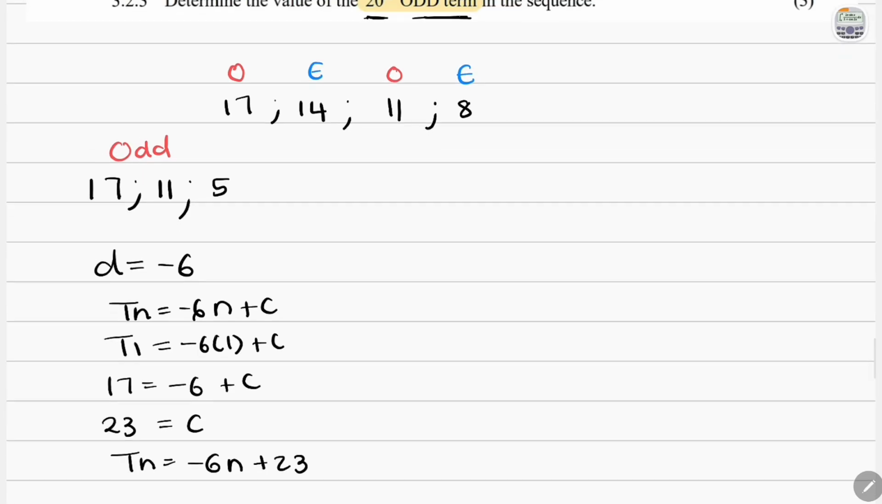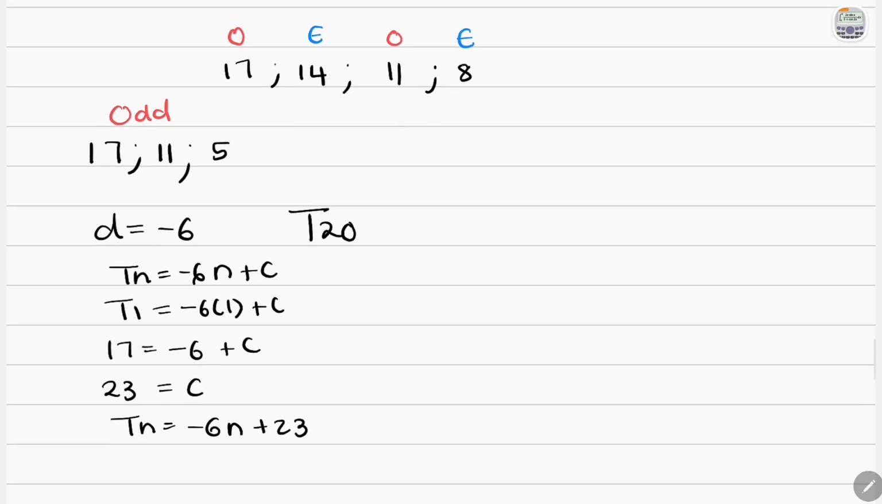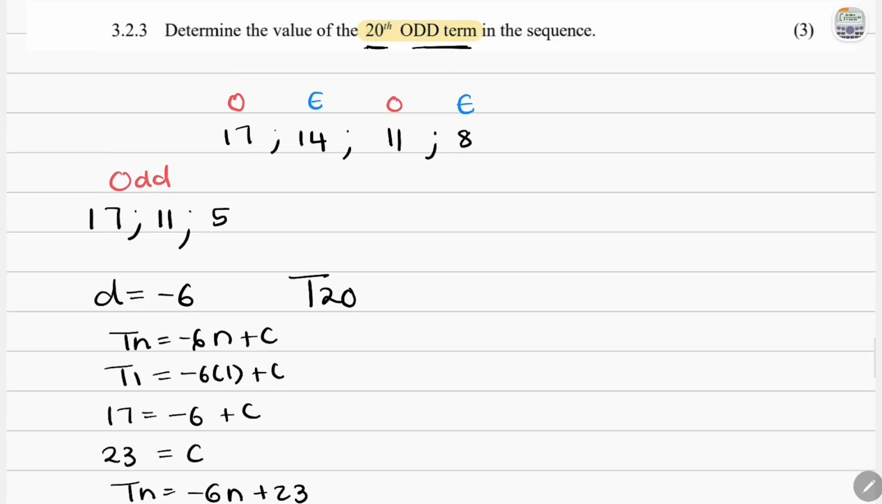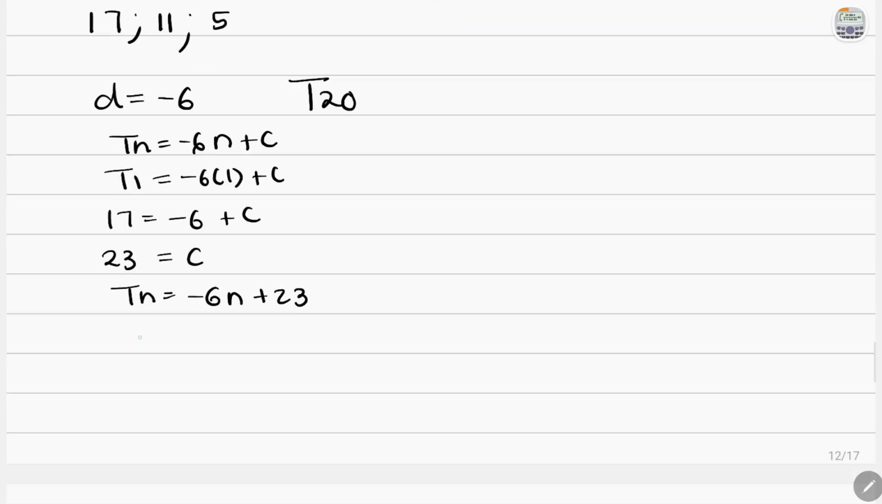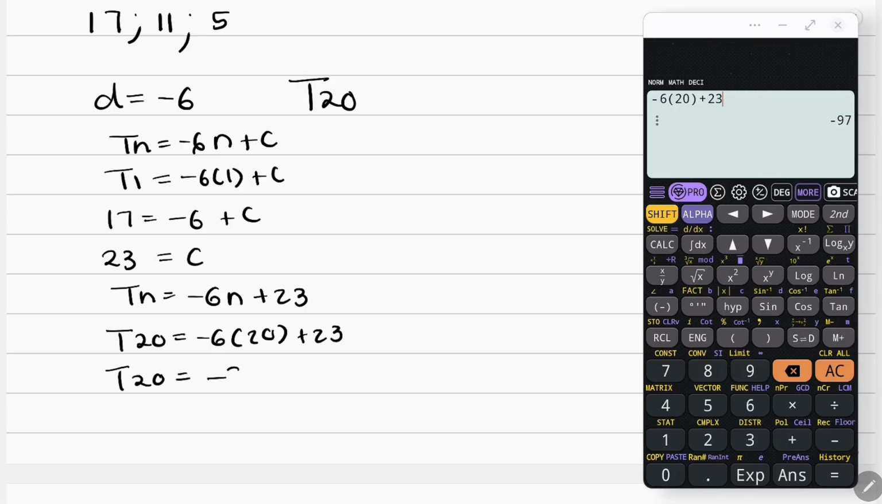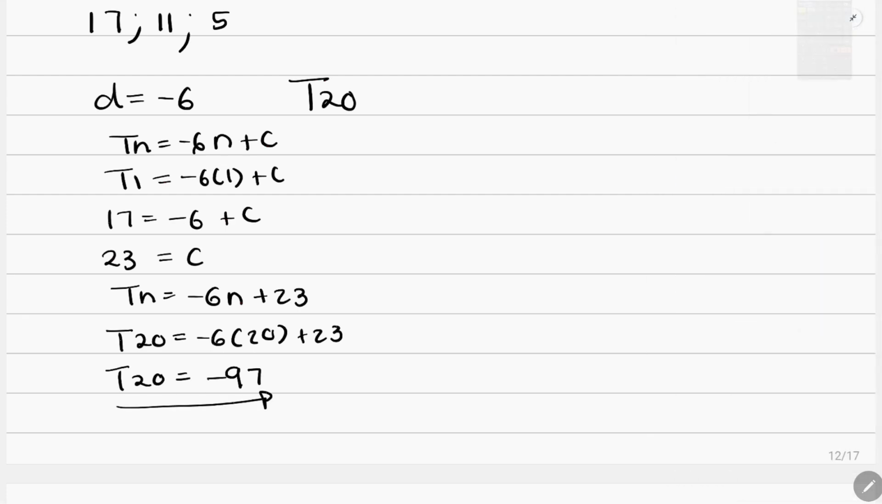All we are trying to find here is what exactly is the 20th term. Term number 20. Because this is our odd pattern, the pattern with only odd numbers, we could just say term number 20 equals negative 6 times 20 plus 23. So term 20 is equal to, and we'll get our answer, negative 97. And that is it for this question. Moving on to the next question.